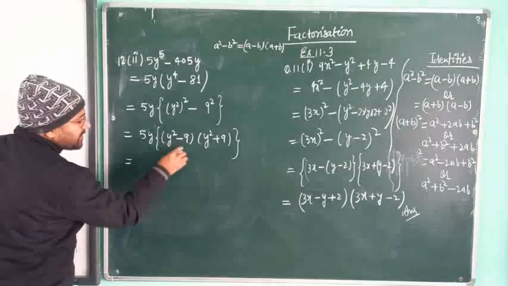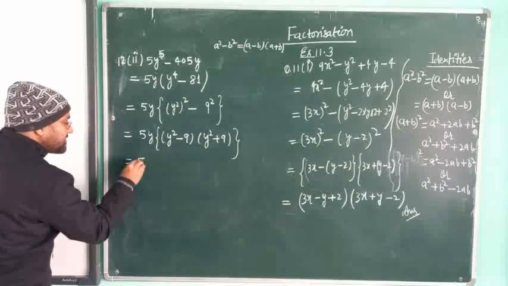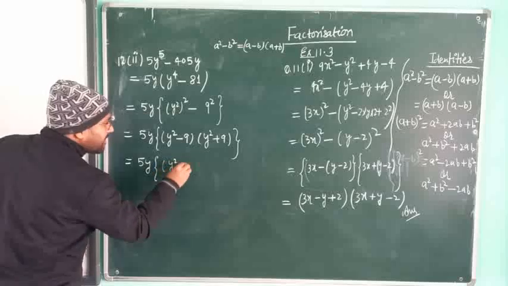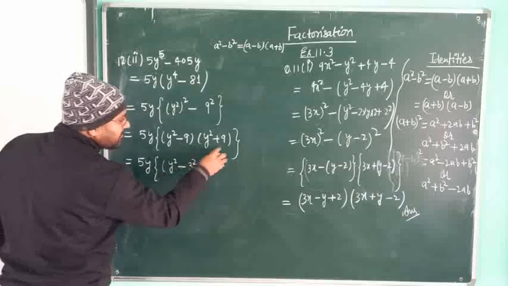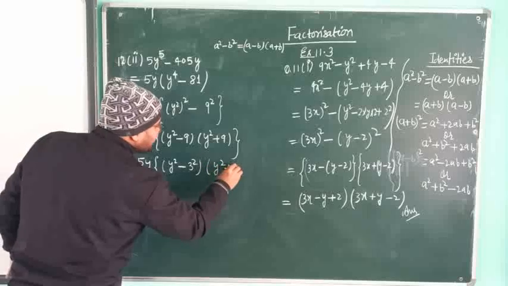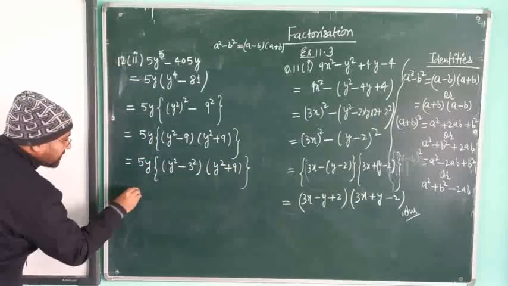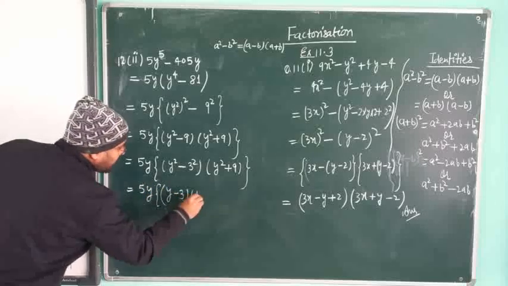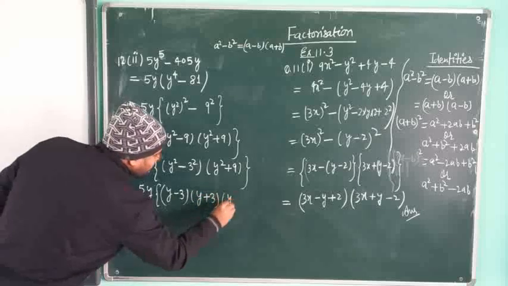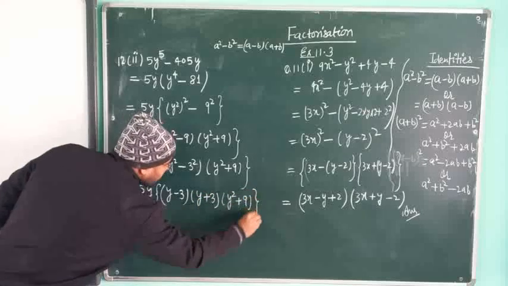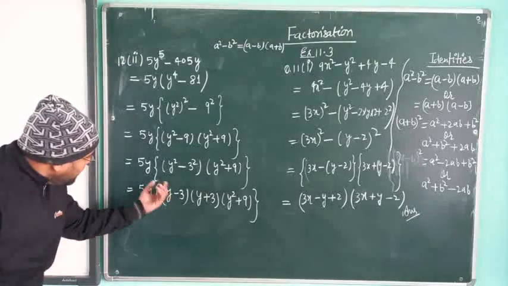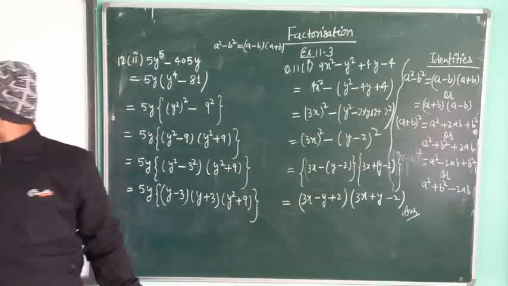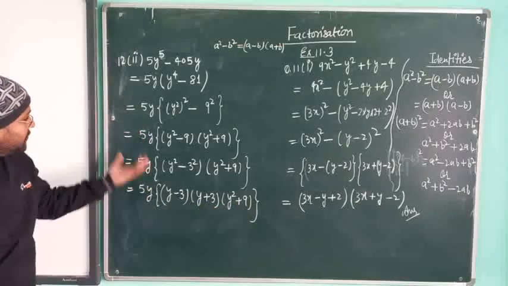Now again you can see this one is going to be factorized. Y square minus 9, can we write this one, y square as it is, 9 we can write as 3 square, and this one we cannot break, y square plus 9. Now I can write 5y in curly bracket y minus 3 in one bracket, and in another bracket y plus 3, and y square plus 9 is already there. So this is our answer: 5y in curly bracket y minus 3 in small bracket, y plus 3 and y square plus 9. We can do this question.